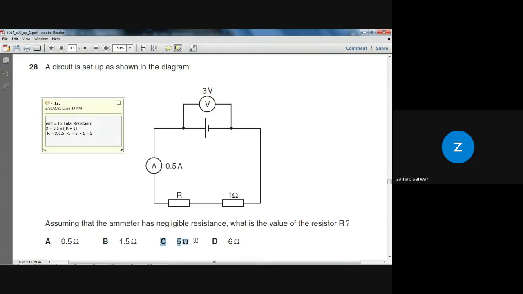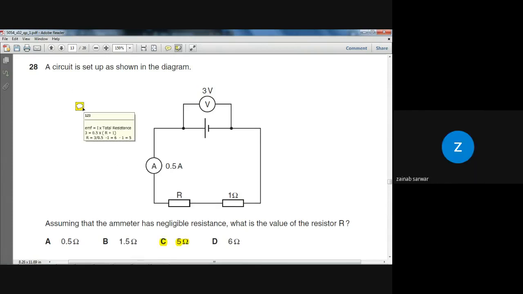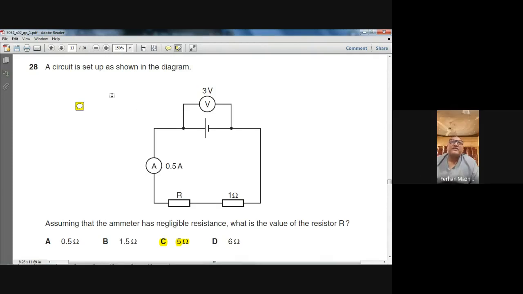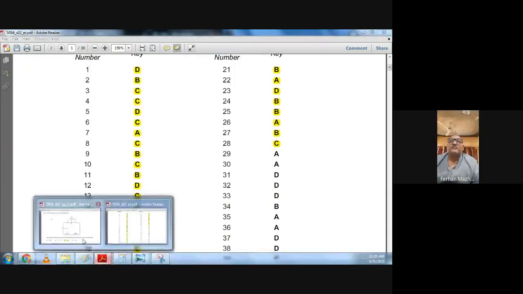Do you understand this, Namika? Yes, sir. Okay, so let's check the marking scheme. C is the choice for question number 28.